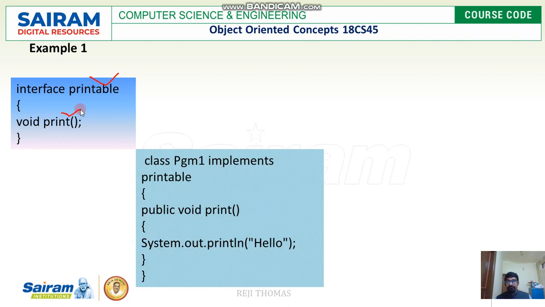Now look at a class called pgm1, which is going to implement the interface called printable. What does it mean? Now it's the duty of class pgm1 to implement the methods in the interface called printable. What is the method in the interface? It is print. So this print method is going to be implemented in the class called pgm1, where we use this method to print a message called hello.